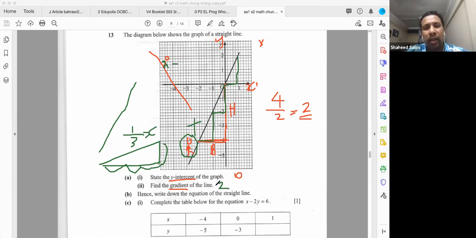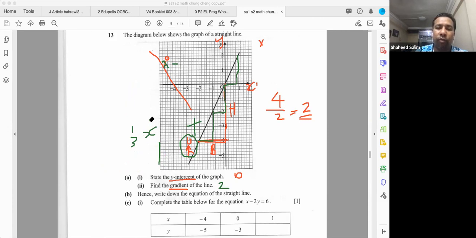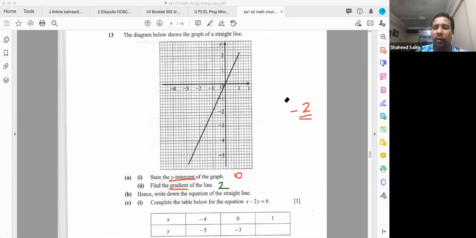But your teachers have already taught you a formula. So I'm now going to give you that formula and show you that if you use the formula, you don't need to worry whether it's positive or negative. You will be able to find the gradient. You remember the formula for gradient? Gradient M, M stands for gradient, equals y2 minus y1 over x2 minus x1.